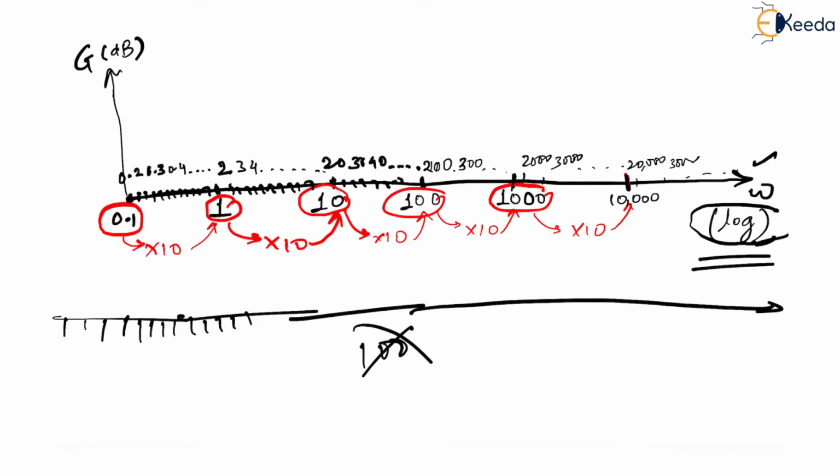Okay, gain which will be given in dB. dB is what? dB is the decibel, and this one is going to be linear. Linear in the sense what? If this is 0, then this is going to be 1, this is going to be 2, this is going to be 3, this is going to be 4. That's it. This is going to be linear.